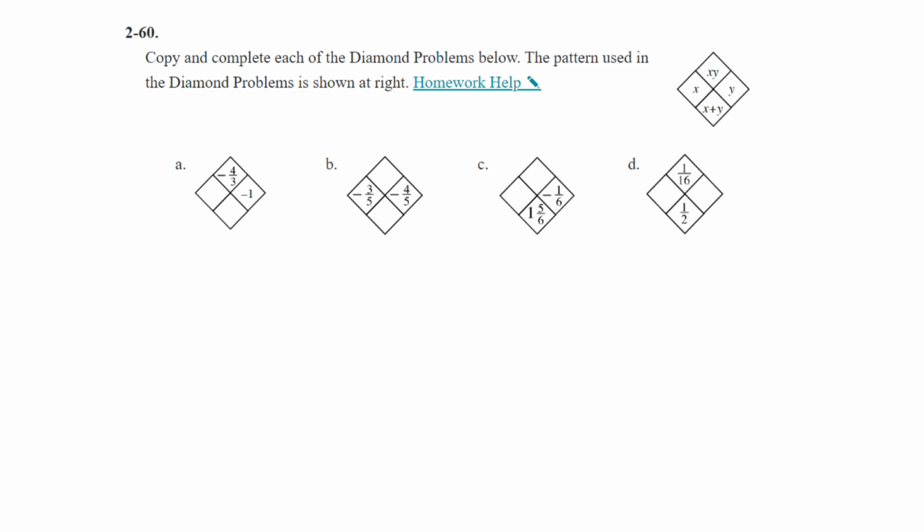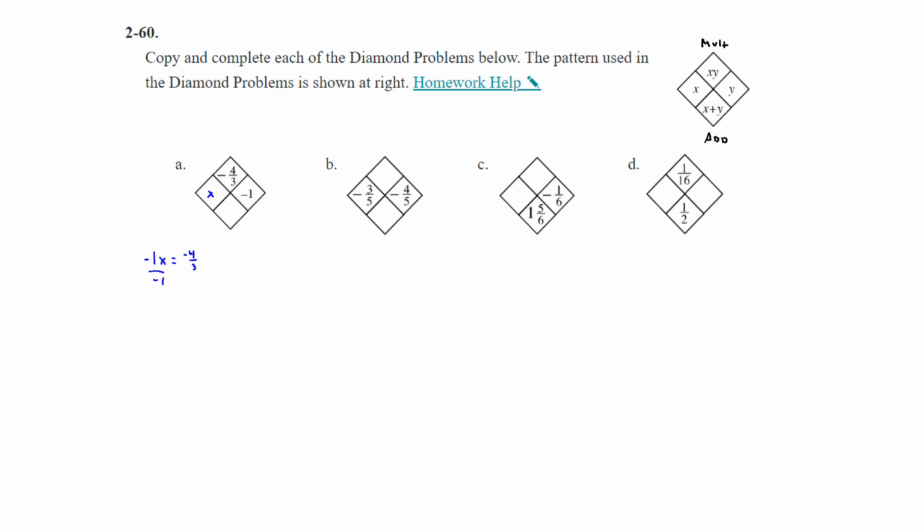Question 60, copy and complete the diamond problems below. The pattern used in the diamond problems is shown to the right, so you remember that on top we're multiplying the x and y, and on bottom we are adding the x and the y. So on A, we're not given x and y, we're given the y and then the product, so we're looking for x. So the question is, what is negative 1 times x would be equal to negative 4/3?